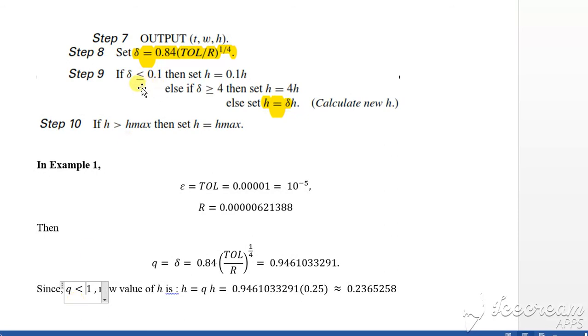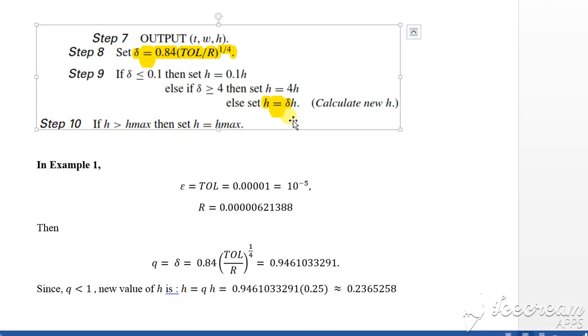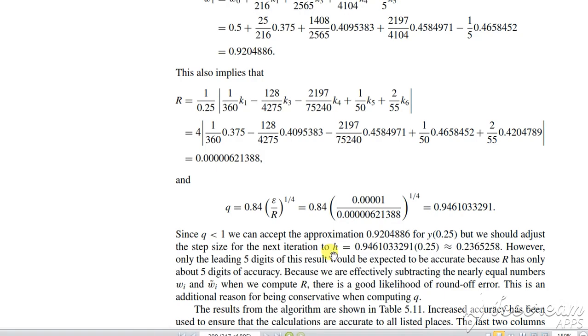Now, since q is smaller than 1, and according to the algorithm q is greater than 0.1 and smaller than 4, an appropriate choice of the new value of h is delta times h. So using delta times h, we have h equal to q times h, which will be approximately equal to 0.2365258. I think now it will be clear to you, and you can proceed with this new value of h.